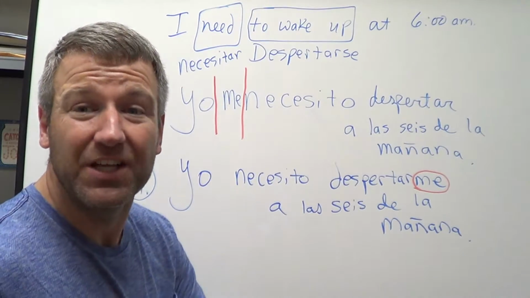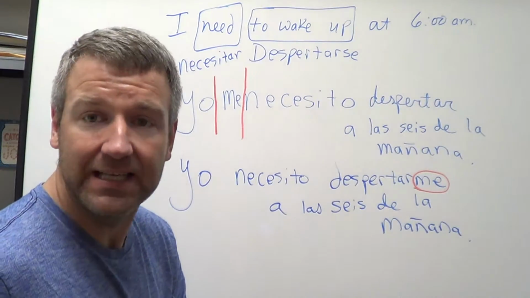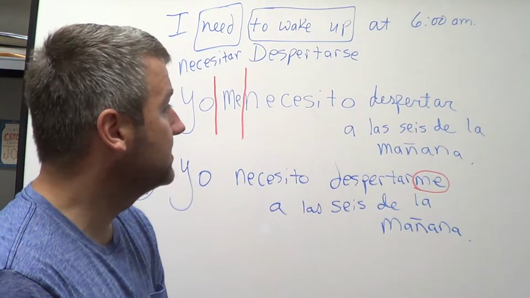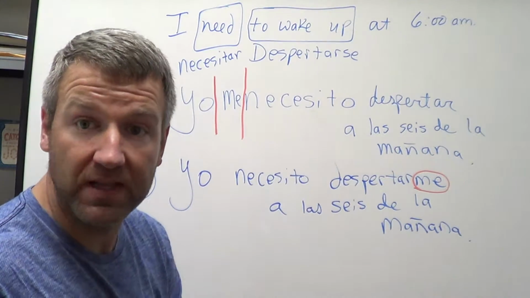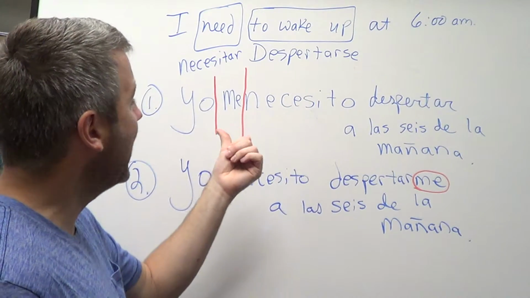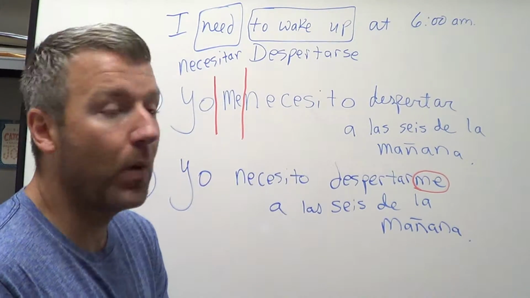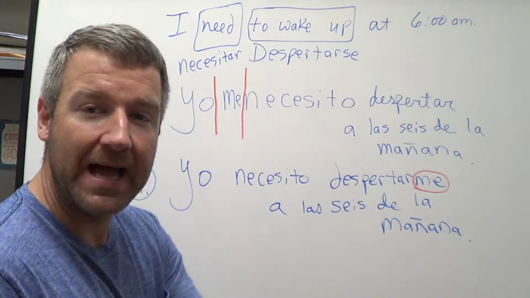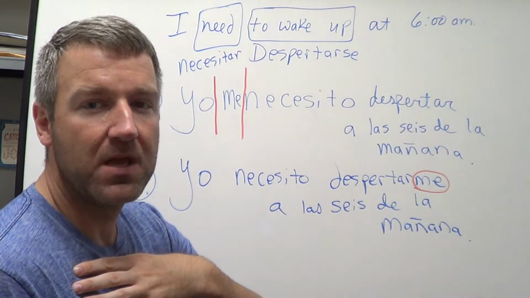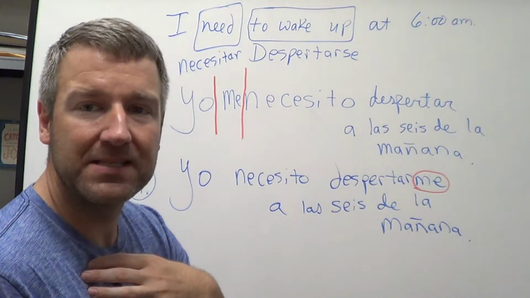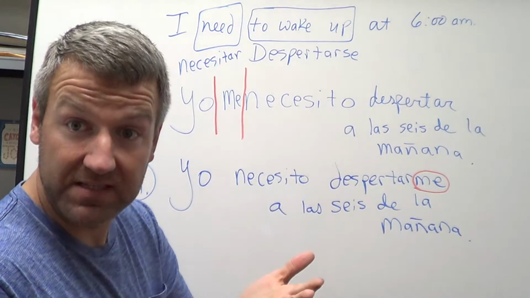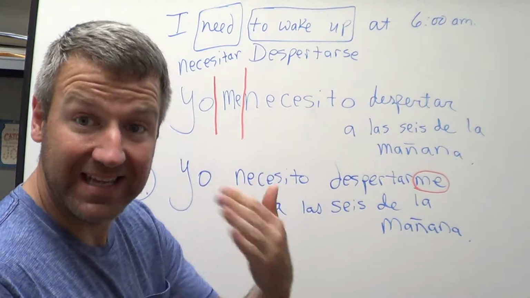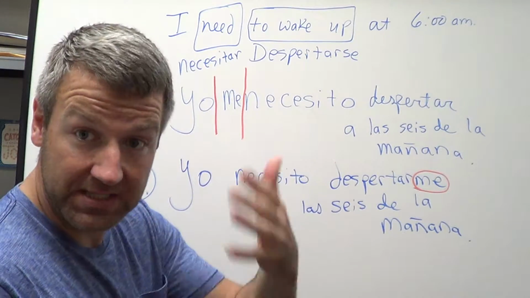You've got to use it somehow. You've got to indicate that someone is doing something to him or herself. Otherwise, you wouldn't use a reflexive verb. So when I say that I need to wake up at 6 a.m., I know that I'm talking about myself. So since I'm talking about myself, then I have to use me, the reflexive pronoun me, to indicate that I am doing this to myself.